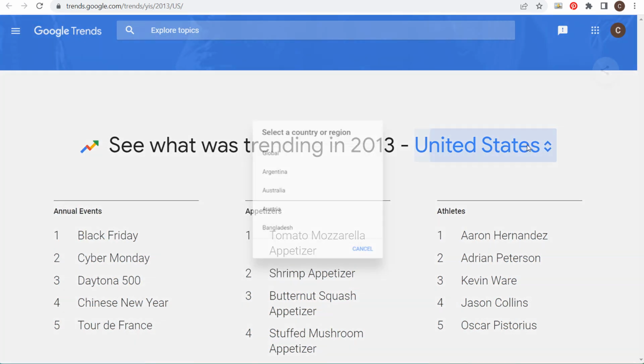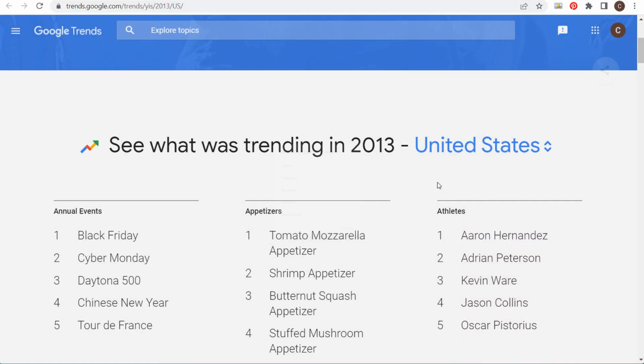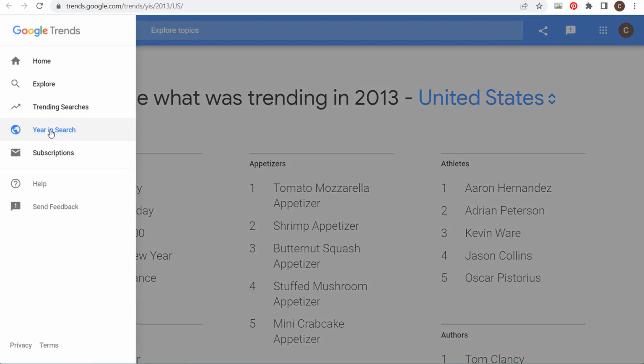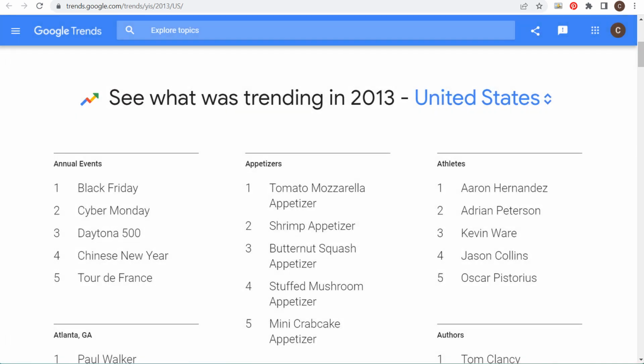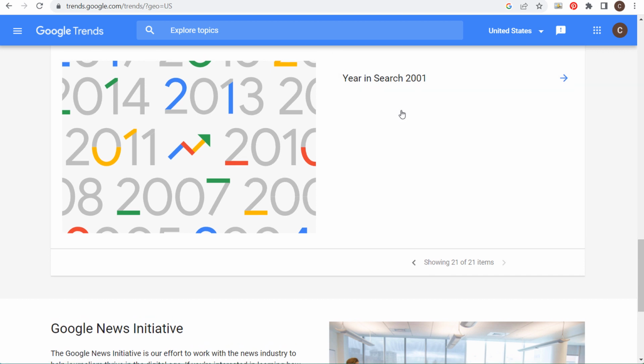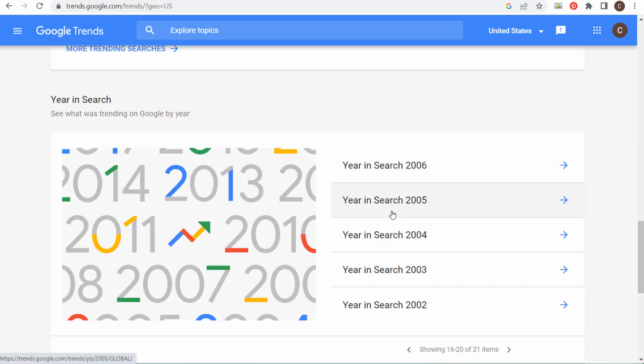And you can adjust by country here as well. So you can see what was trending in different countries in different years. You can look at global data. So pretty much anything you want to look at for year in search. And they do have it here on the left-hand side. So if you do want to look up what was trending in different years, they have it going all the way back to 2001. So basically, you could figure out all sorts of things that were trending over the years. It's kind of cool to look back sometimes and see what was popular movies, popular songs, popular dance moves. So seeing what was trending in some of these different years can be pretty interesting.